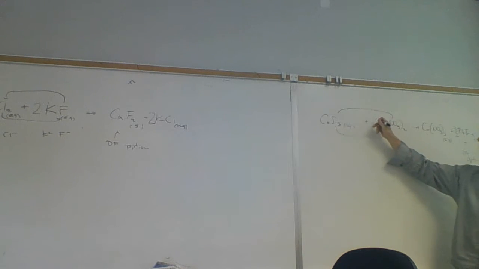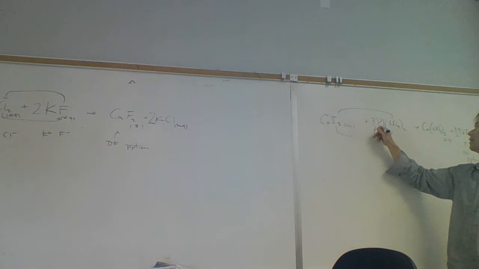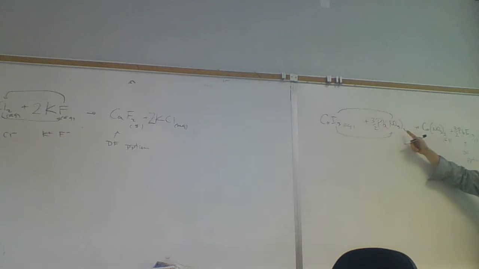I'm going to do 3 halves here, like that. Now I have 3 halves lead, and that gives me how many nitrates? 3 nitrates, 3 nitrates. Now it's balanced. Okay, we can leave it in fraction form, or we can get rid of the fraction. The easiest way to get rid of the fraction is to multiply it by 2.